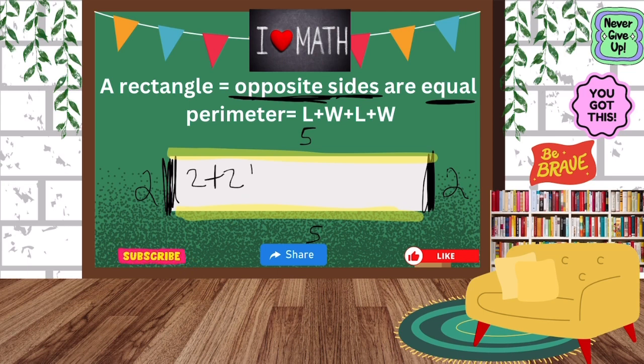So now I can add all of my sides, because when we're finding the perimeter, you add all sides. 2 plus 2 is 4. 5 plus 5 is 10. 4 plus 10 is 14. So I get a total perimeter of 14. Does that make sense? Okay.